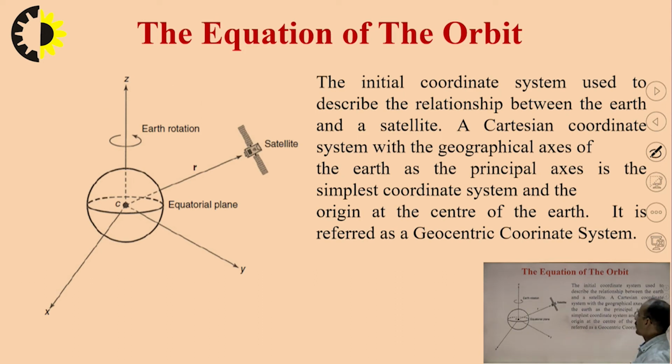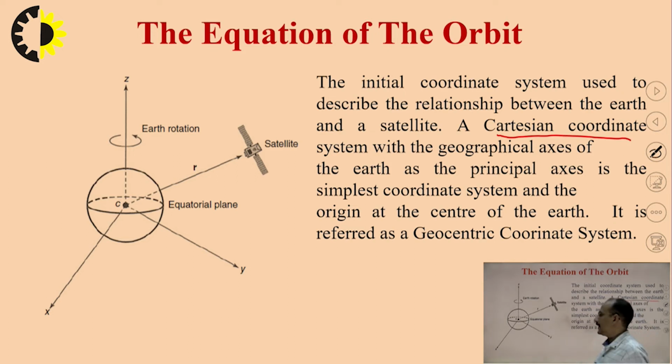This is about the equation of the orbit. Now you can understand how we derive this equation of the orbit using the previous equation. So initially, whenever you want to locate any object anywhere in space, you require some kind of coordinate system. This coordinate system used for the equation of the orbit was the Cartesian coordinate system.